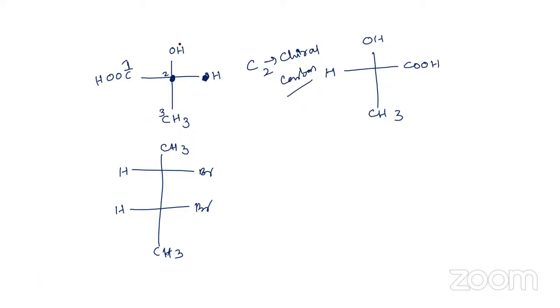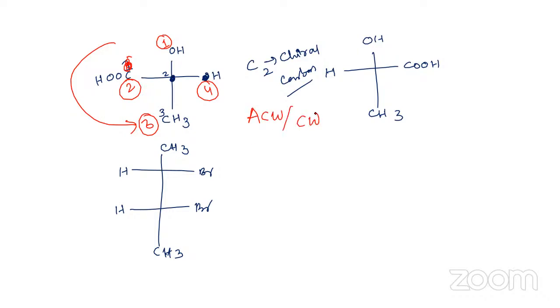Which configuration? How do you know? Now see. As per IUPAC, number 1 will come here. But for the configuration, number 1 will be here, number 2 will be here, number 3 will be here, number 4 will be here. Now tell me what is the rotation here, guys. Clockwise or anti-clockwise? CW or ACW? Tell me in the chat box.